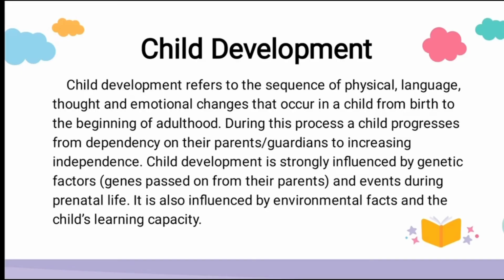Child development refers to the sequence of physical, language, thought, and emotional changes that occur in the child from birth to the beginning of adulthood. During this process, a child progresses from dependency on their parents or guardians to increasing independence. Child development is strongly influenced by genetic factors, or genes passed on from their parents, and events during prenatal life. It is also influenced by environmental factors and the child's learning capacity.